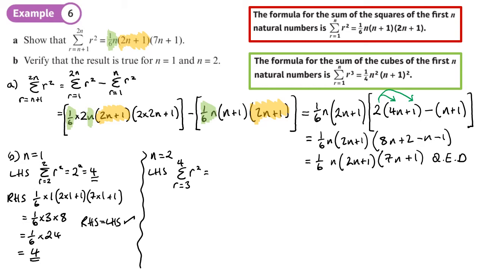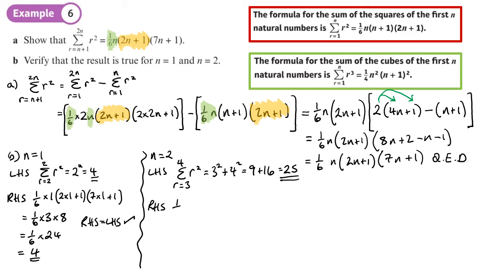Now what does that mean? That means you're going to be adding 3 squared plus 4 squared. So we're going to be doing 9 plus 16, which is 25. Right, so let's check when we do the right hand side, do we still get 25? By putting n equals 2.